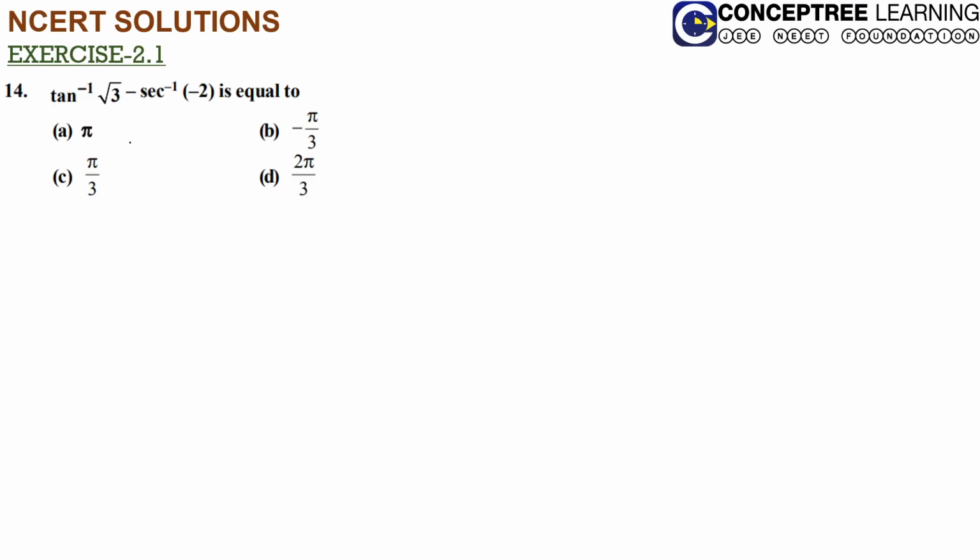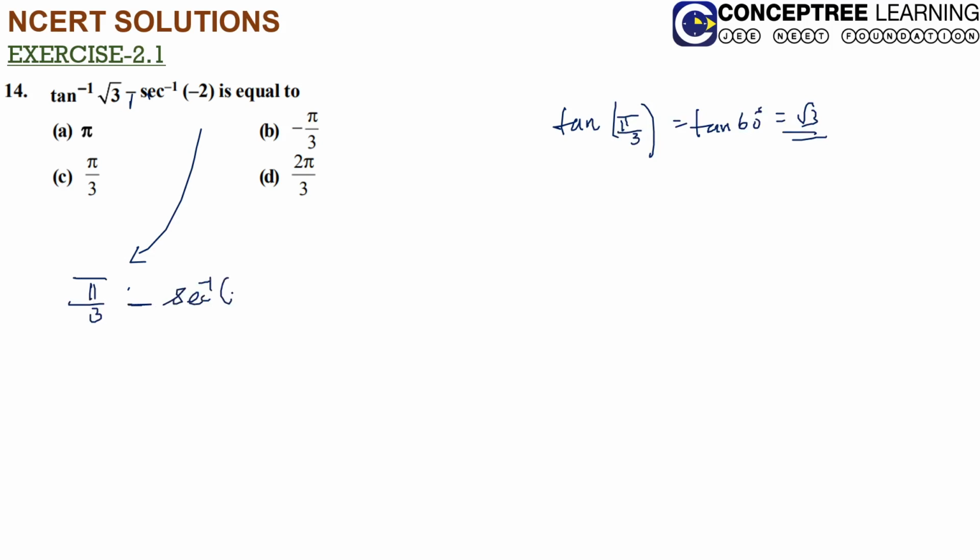Next question, tan inverse of root 3 minus secant inverse of minus 2. So this can be written as tan inverse of root 3. For what angle are we getting root 3? Tan pi by 3, that is tan 60 degrees equal to root 3. So we will have pi by 3 as the answer, minus secant inverse of minus 2.